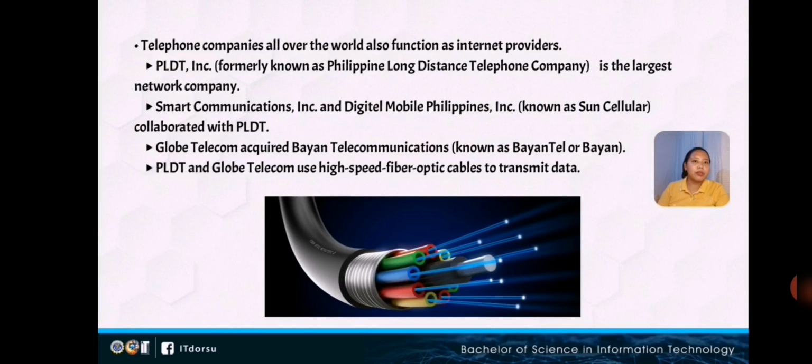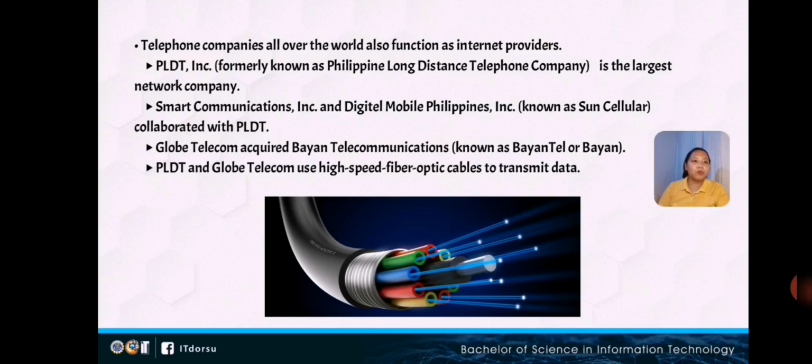So, telephone companies all over the world also function as internet providers. For example, here in the Philippines, the PLDT and the Globe Telecom. PLDT Incorporated is one of the largest network companies. It is formerly known as the Philippine Long Distance Telephone Company, while Smart Connections Incorporated and Digital Mobile Philippines Incorporated, also known as Sun Cellular, collaborated with the PLDT to have a strong and fast internet connection. The Globe Telecom acquired Bayan Telecommunications, known as Bayantel or Bayan.